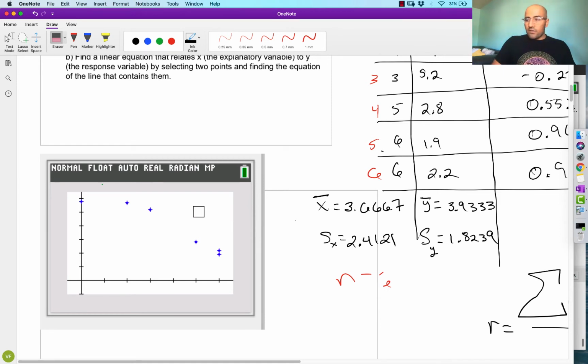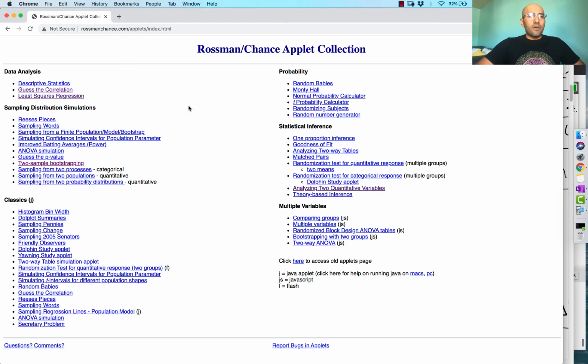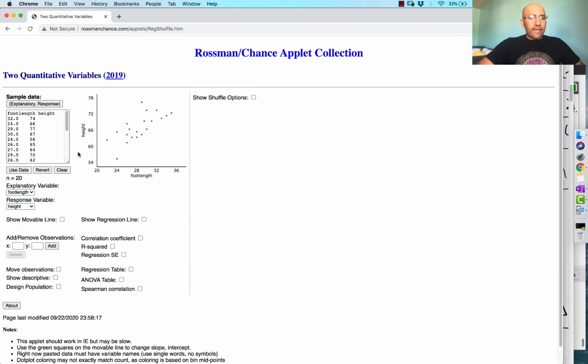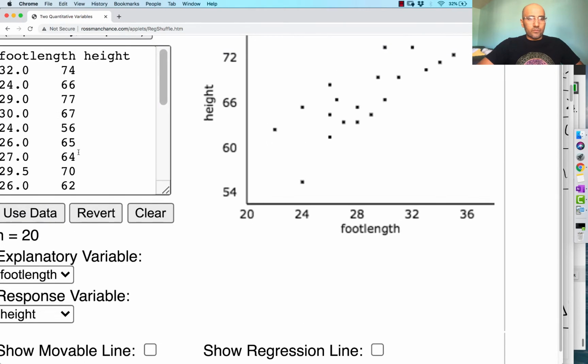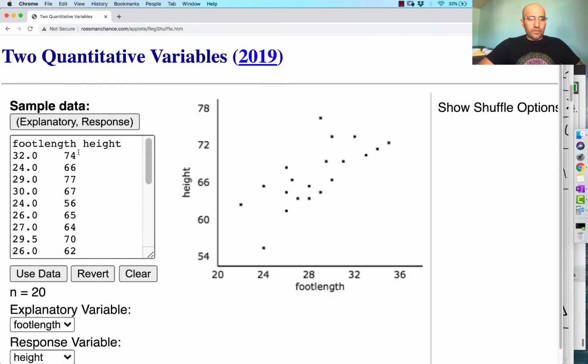So let's use technology to give some other examples of where we could have a scattergram and how we might guess what a good choice is and what a good choice isn't. Okay, so let me go over here. You can just Google Rossmann-Chance applets if you like and find your way to here. And I'm going to play with this one right now. Least squares regression. Click that. And for now, I'm just going to play with part of it. Let me zoom in here. Oh, too zoomed in. Okay, so we have some data here.